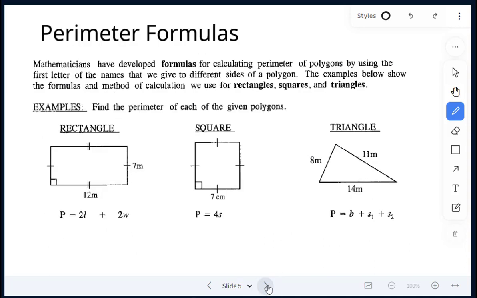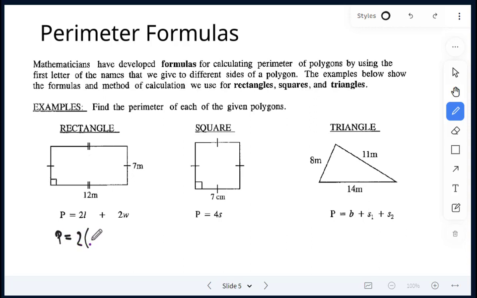There are perimeter formulas that you can use as well. Mathematicians have developed these formulas for calculating perimeter of polygons by using the first letter of the names that we give to the different sides of a polygon. Here we're looking at a rectangle, square, and triangle. For a rectangle, we have the L representing length, the W which represents width. So there's 2L and then 2W. You can use this formula here to use multiplication.